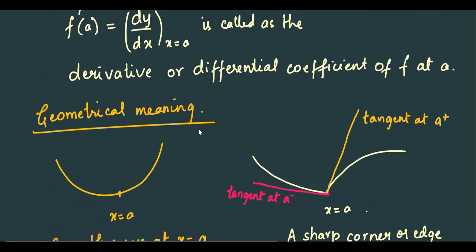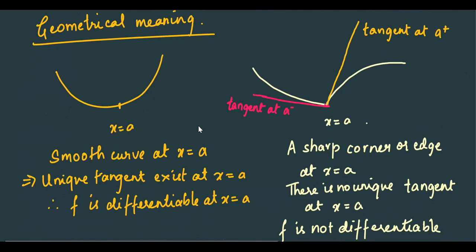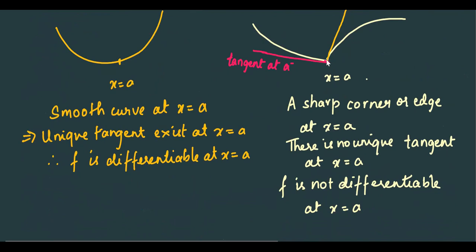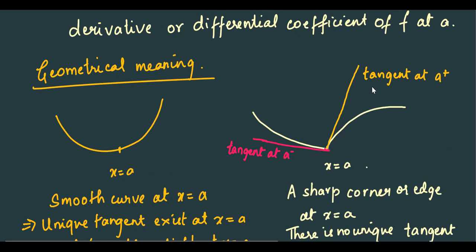So geometrically, this is the meaning of differentiability. If a function is differentiable, there will be a smooth change in the slope. The curve will have smooth curvature. Whereas if there is a sharp corner, then there will not be a unique tangent, which means the function is not differentiable. Right hand derivative will be the slope of this tangent, and left hand derivative will be the slope of this tangent.